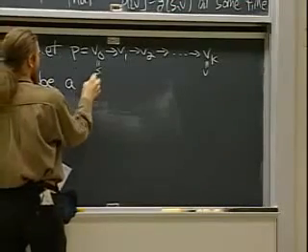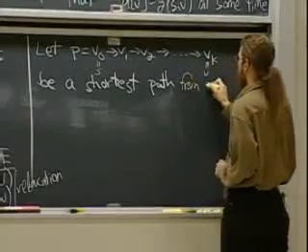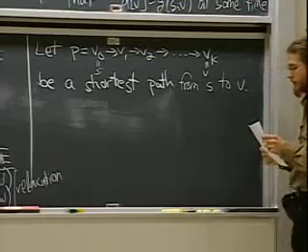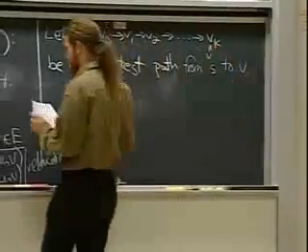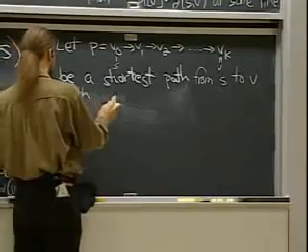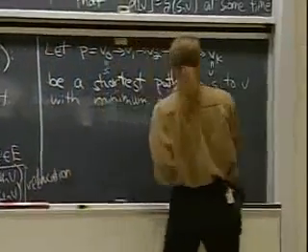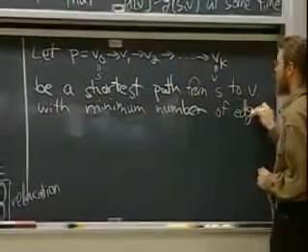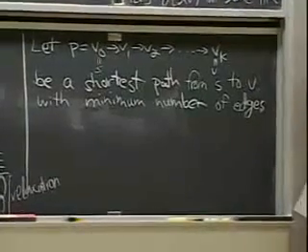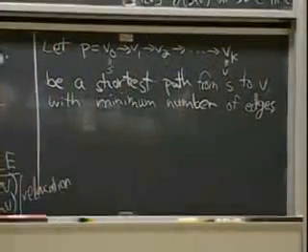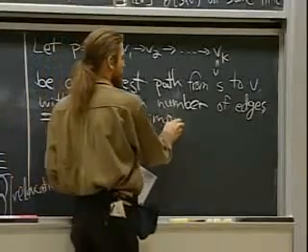So this is a shortest path from s to v. Now, I also want it to be not just any shortest path from s to v, but among all shortest paths from s to v, I want it to be one with the fewest possible edges. Shortest here means in terms of the total weight of the path. Subject to being shortest in weight, I want it to also be shortest in the number of edges. And the reason I want that is to be able to conclude that p is a simple path, meaning that it doesn't repeat any vertices.